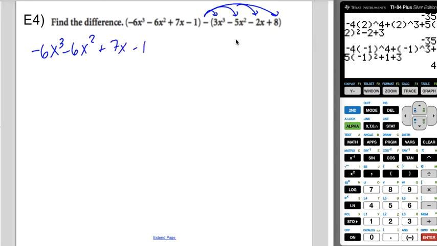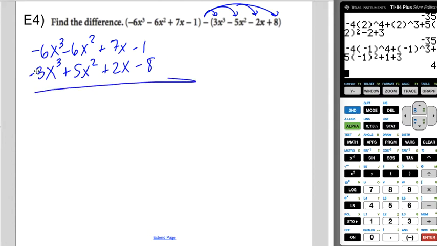Now, it's up to you. You can write straight across if you want. I really like writing things vertically because I think it's a little bit easier. It doesn't matter to me. Like, if you just want to write this straight across, you certainly can. I'm going to go ahead and do this negative 3x cubed plus a 5x squared plus a 2x and a minus 8, and I'm going to go ahead and add straight down, right?